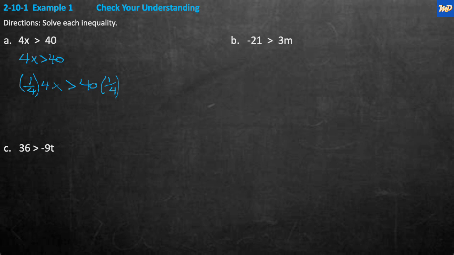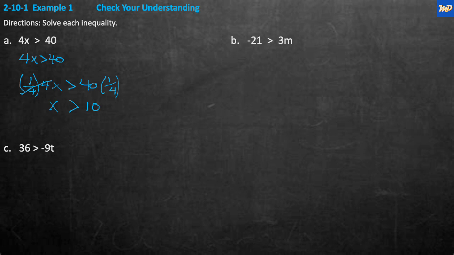Now, to simplify this, we're going to cancel the 4's. 4 divided by 4 is 1. So we're left with 1x on this side, and that 1x is greater than 40 times 1/4. 1/4 of 40 is 10. 40 divided by 4 is 10. So the answer here is x is greater than 10.